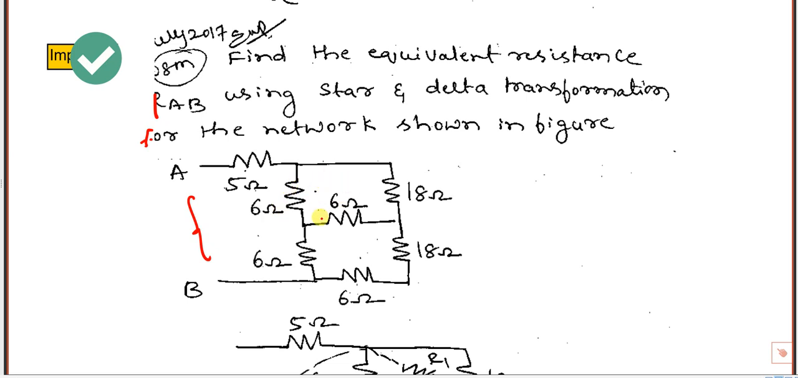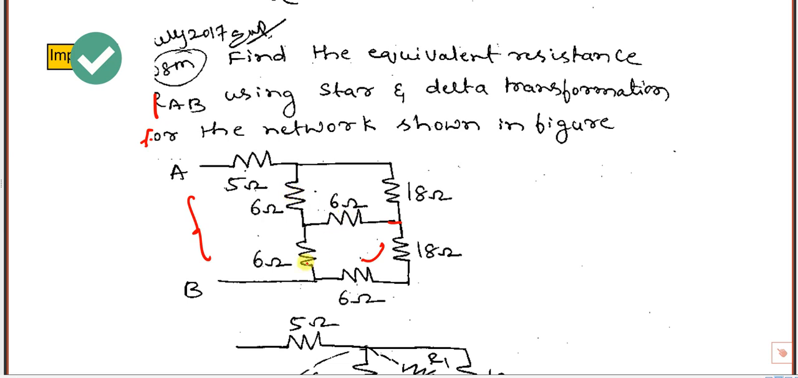Here it depends on you how you are going to convert. These two are in series, the 6 and 18, because nothing else is there. You can reduce and write this as 24 ohms. And between this node and this node there is only one resistance, 18.